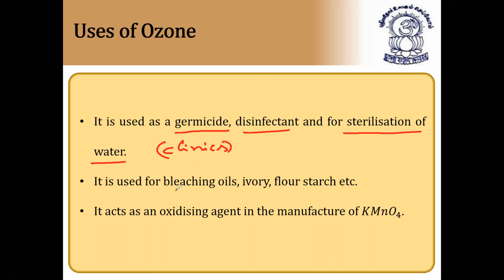It is used for bleaching oils, ivory, flour, starch, etc. It acts as an oxidizing agent in the manufacture of potassium permanganate. I hope it is clear. So these are the important uses of ozone.